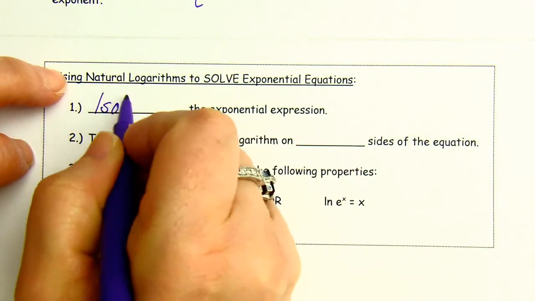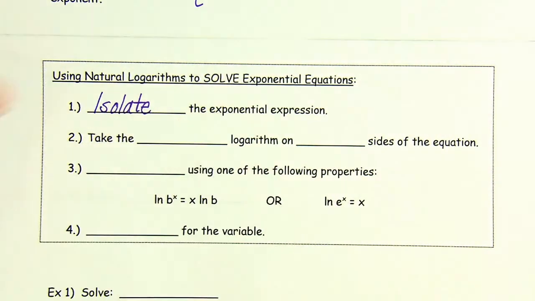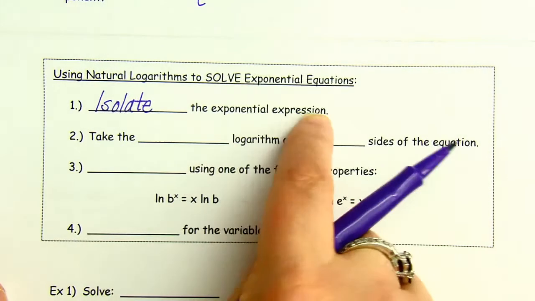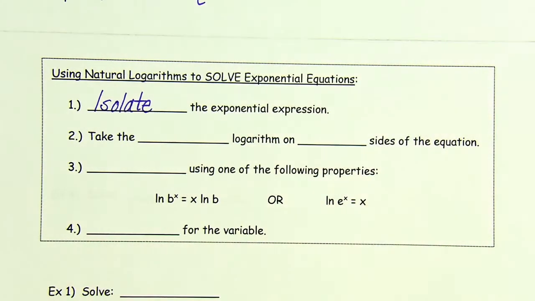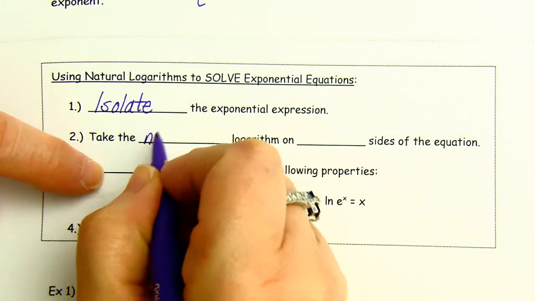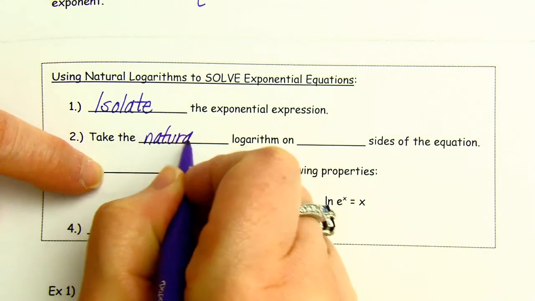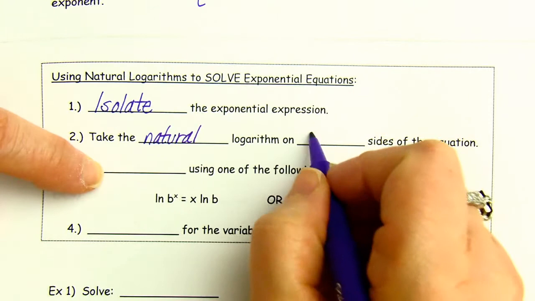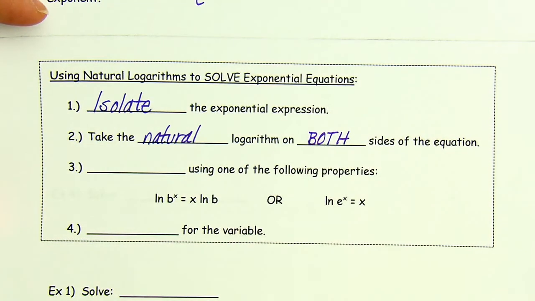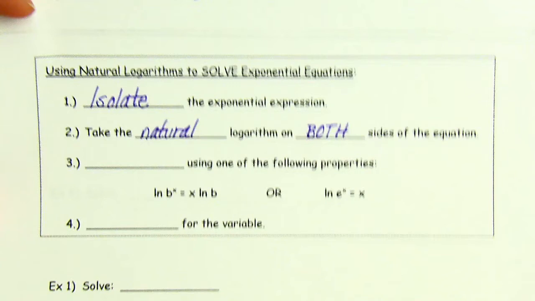Step 1: Isolate the exponential expression. Anything in front of it or behind it, gotta go. You gotta get that exponential expression isolated. Folks, it could be a single item or it could be a quantity. Step 2: Take the natural logarithm on both sides of the equation. Whatever you do to one side, you do to the other. It's got to be both sides.